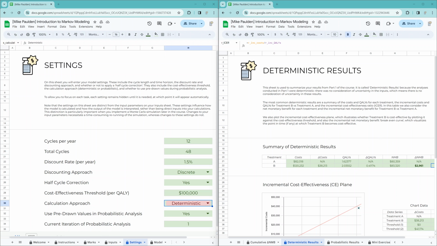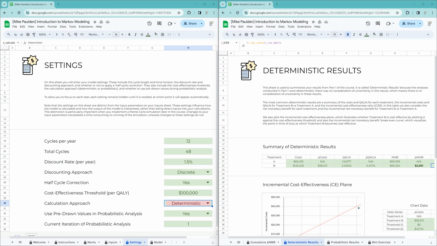In this video, I'm going to make just one small correction to task 18. Towards the end, we were comparing the results in the probabilistic analysis to the results in the deterministic analysis. And one step that is not in the instructions, which should be in the instructions, is to change the calculation approach back to deterministic. If we don't do this, which we didn't in the previous video, then the results we have on the deterministic result sheet is actually just one iteration of the probabilistic analysis.